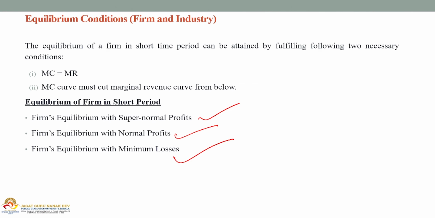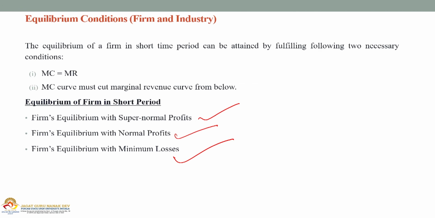In our previous lecture, we have already discussed the various features of perfect competition. One of the very important feature of perfect competition is free entry and exit of firms in the industry. It means any firm can enter industry anytime, or any firm can leave the industry anytime. Keeping in view that characteristic of perfect competition, let's discuss all these equilibrium situations one by one.